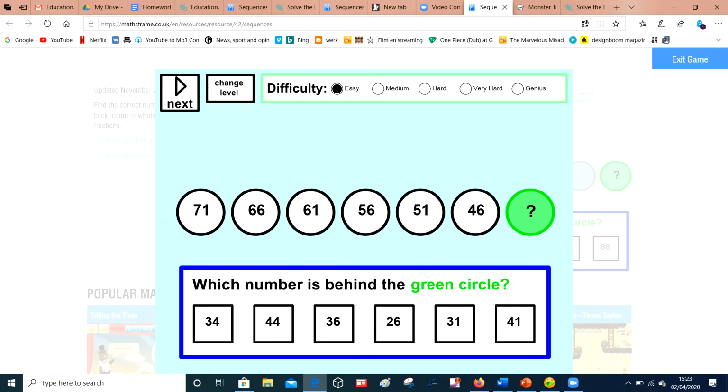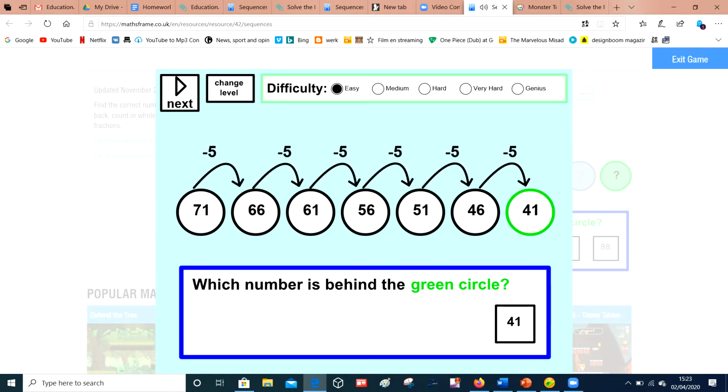46, take away 5. Let's work on that one together. 46, 45, 44, 43, 42, 41. There we are. How did you do? Let's try another one, shall we?